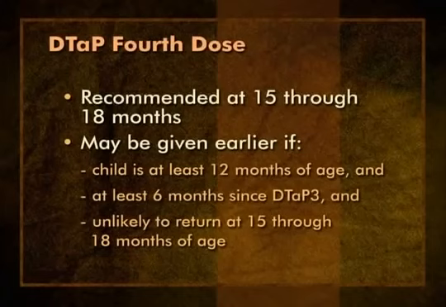ACIP recommends that the 4th dose of DTaP be administered at 15 through 18 months of age, but the ACIP states that the 4th dose may be given earlier than 15 months in certain circumstances. Specifically, the 4th dose of any DTaP vaccine may be given earlier than 15 months of age if the child is at least 12 months of age and it has been at least 6 months since the 3rd dose of pertussis vaccine, and in your opinion the child is unlikely to return for an additional visit at 15 to 18 months of age. The 4th dose of the DTaP series should not be administered prior to the 1st birthday.